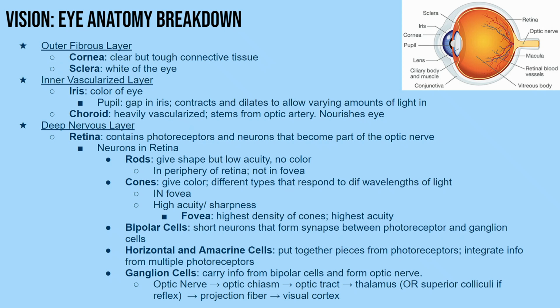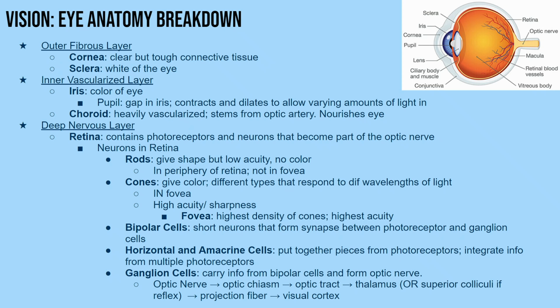The rods don't sense color, but they sense shapes. And then the cones sense color. And the fovea is another region that has the highest density of cones. Then bipolar cells are little neurons that form synapses between the rods and cones and ganglion cells. So they take the information from the rods and cones and send it to ganglion cells.